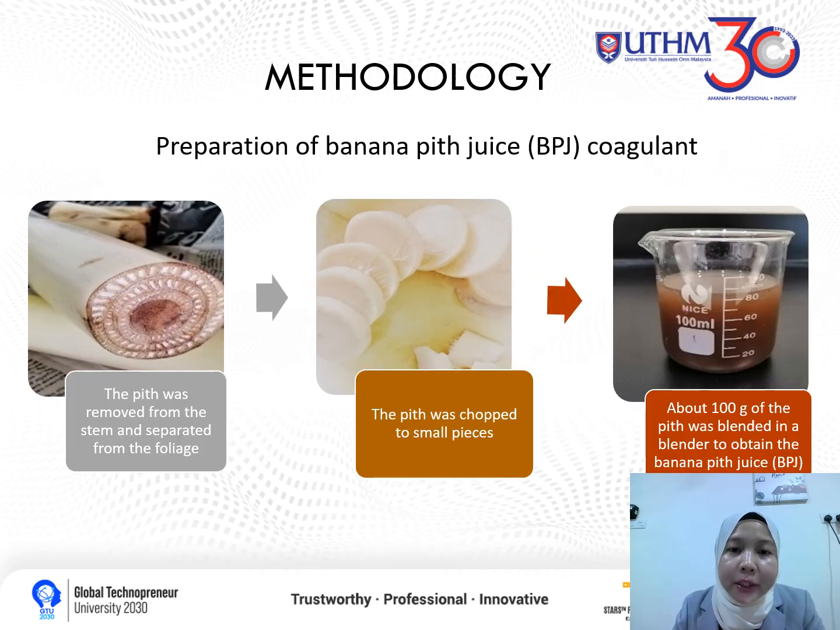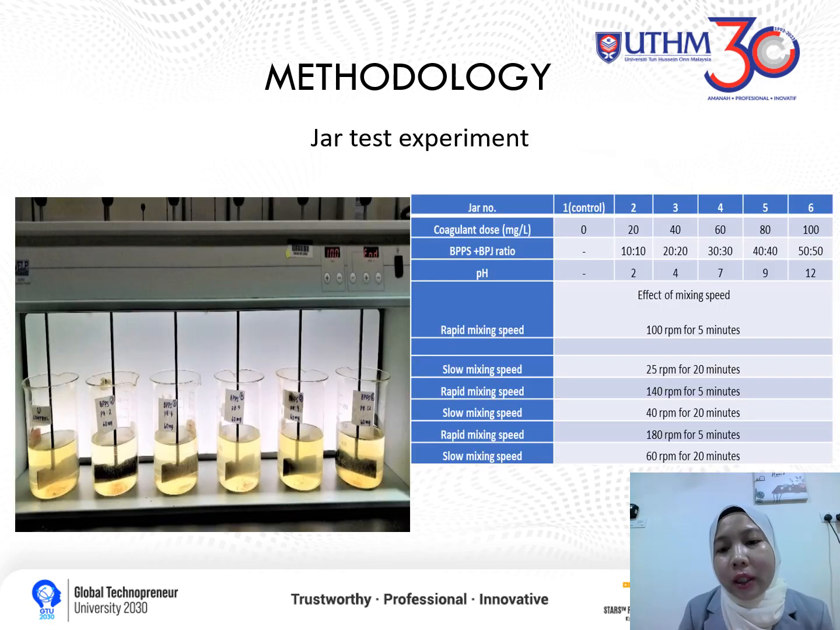Next is the preparation of the banana pith juice, or BPJ coagulant. Initially the pith was removed from the stem of the banana plant and then separated from the foliage. Then the pith was chopped into smaller pieces. About 100 gram of the pith was blended to obtain the banana pith juice, or BPJ solution coagulant.